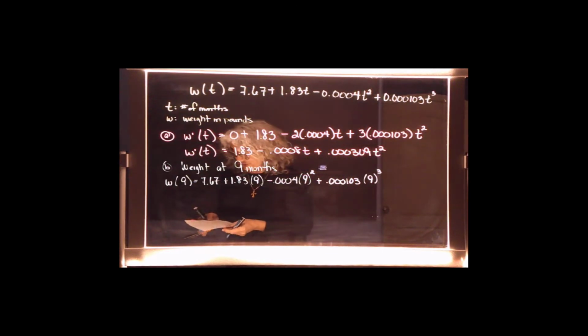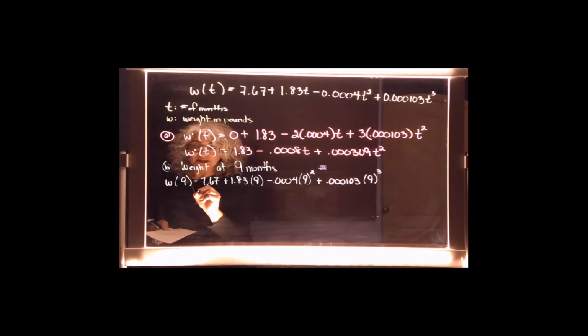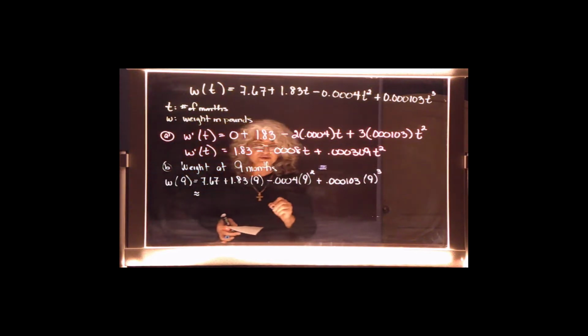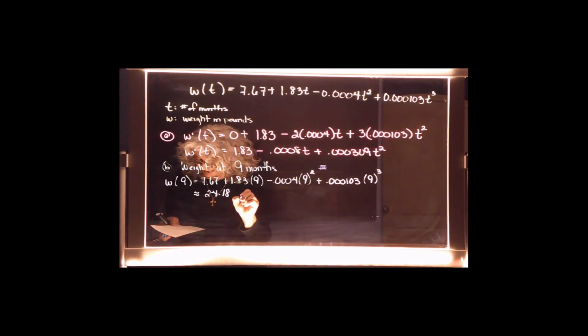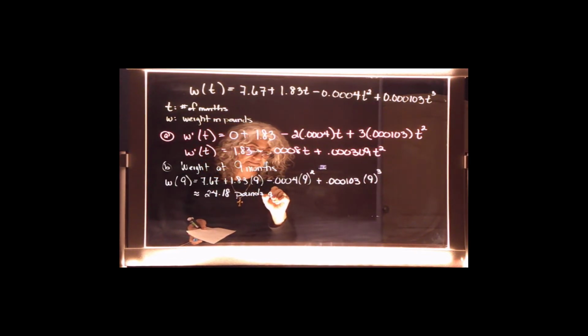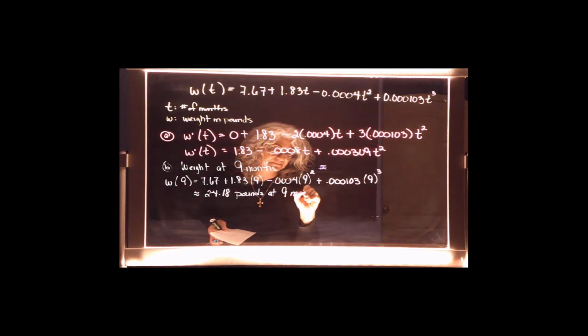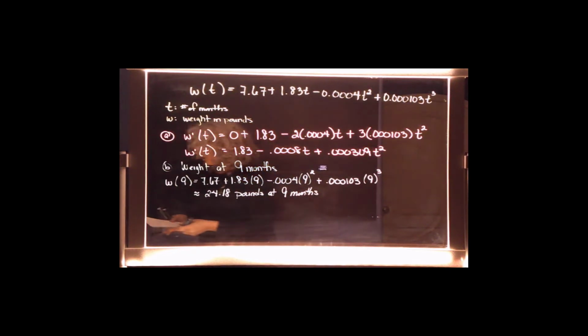All right, so this is what I got, and I am rounding it to 2 decimal places. I ended up with 24.18 pounds at 9 months old. Did you agree? And if you're not certain, get those calculators out. As a matter of fact, I'm going to get my calculator out and see if I actually need to adjust anything.